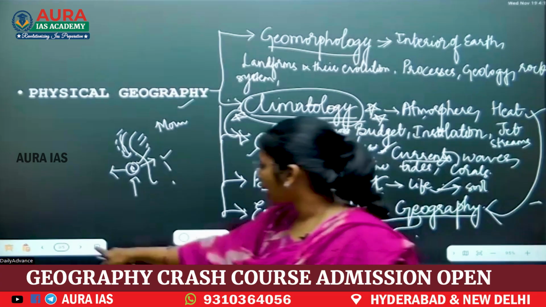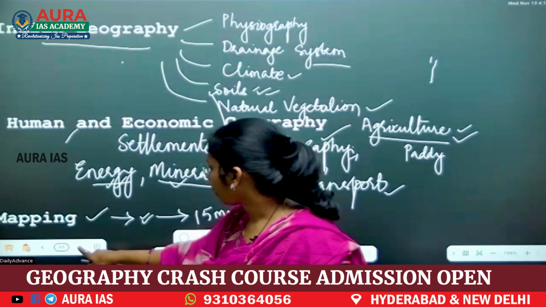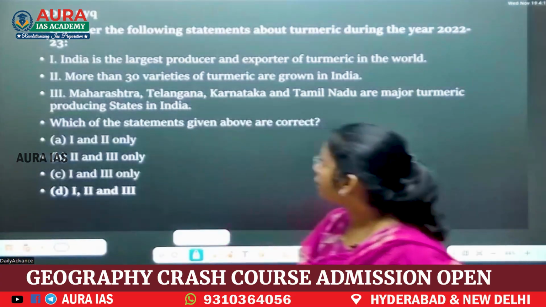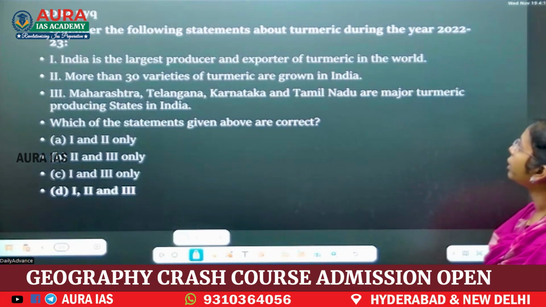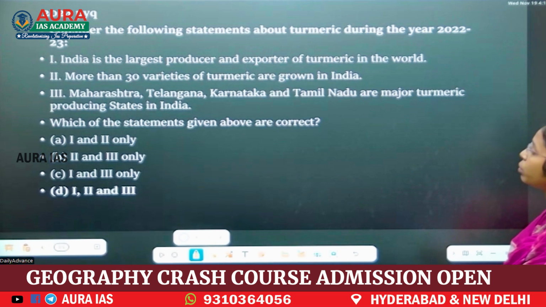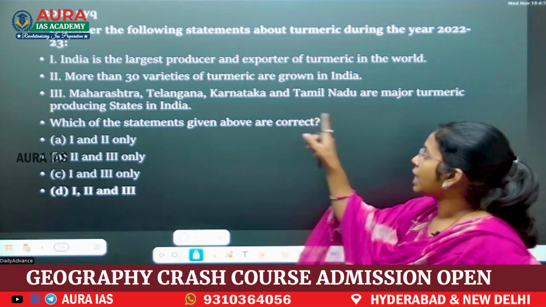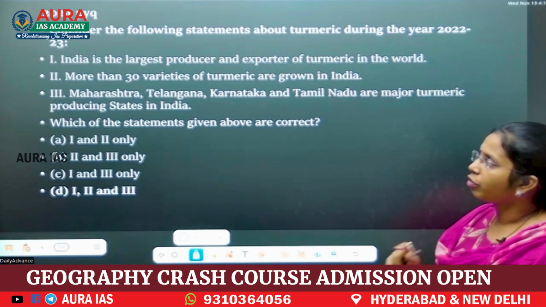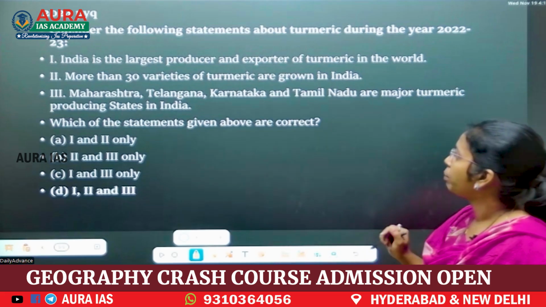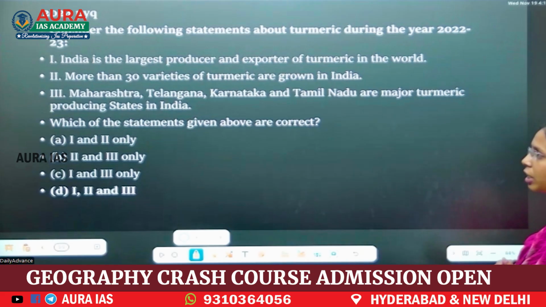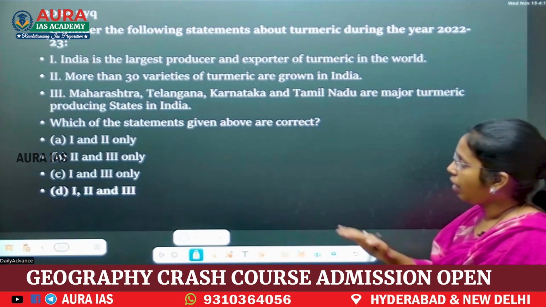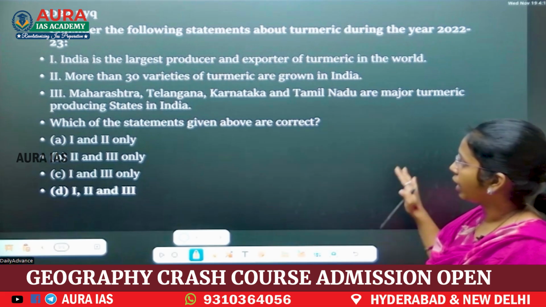And for example, if you see one previous year question, we will see 2024. Consider the following statements about turmeric during the year 2022 to 23. India is the largest producer and exporter of turmeric in the world. More than 30 varieties of turmeric are grown in India. Maharashtra, Telangana, Karnataka, and Tamil Nadu are major turmeric producing states in India. Which of the statements given above are correct?